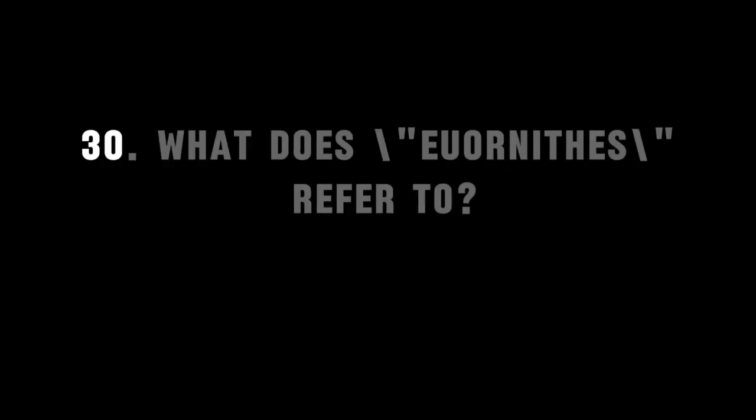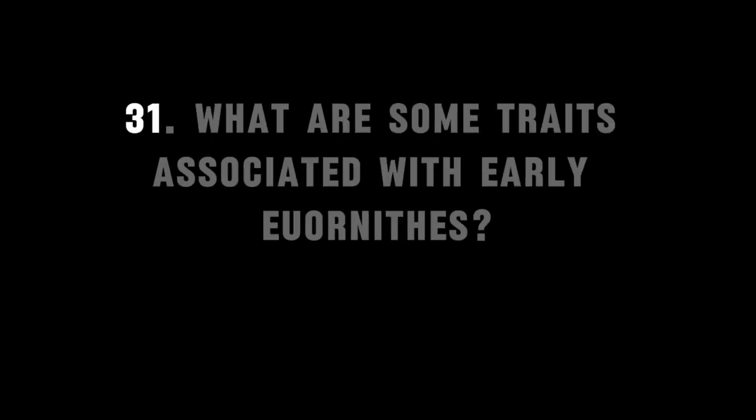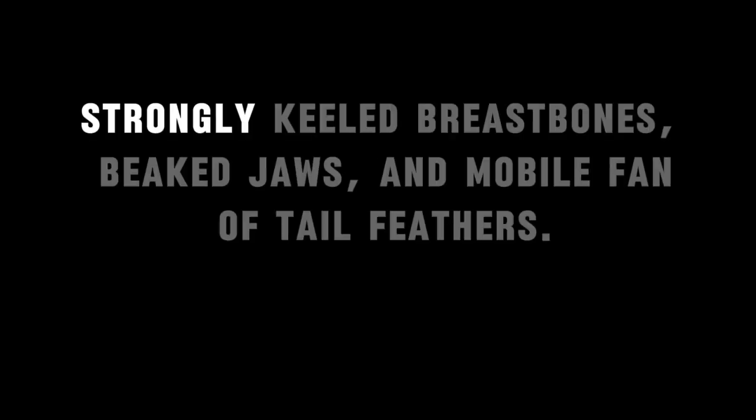29. What is the major lineage of short-tailed avialans that evolved during the Cretaceous? Enantiornithes. 30. What does Euornithes refer to? True birds, including the ancestors of modern birds. 31. What are some traits associated with early Euornithes? Strongly keeled breastbones, beak jaws, and mobile fan of tail feathers.